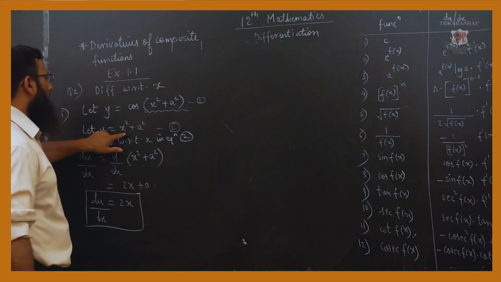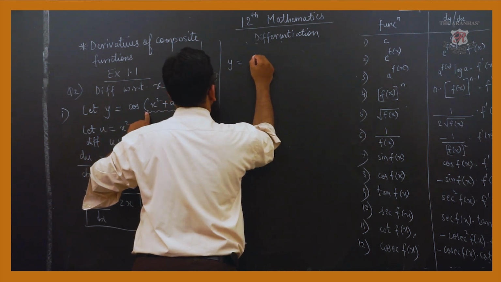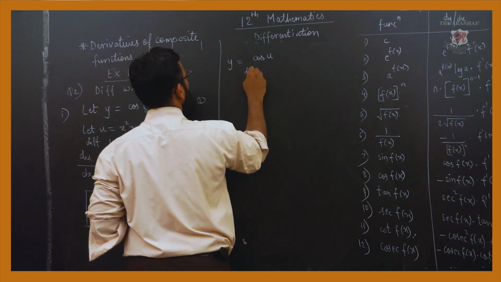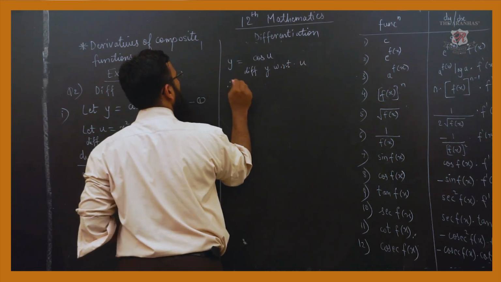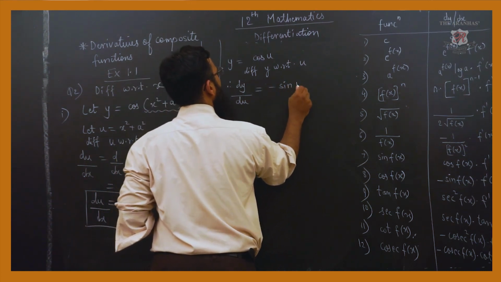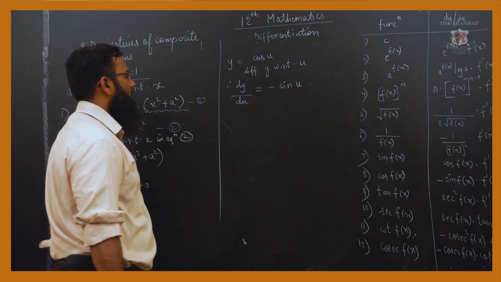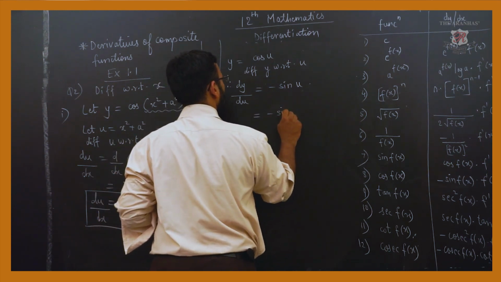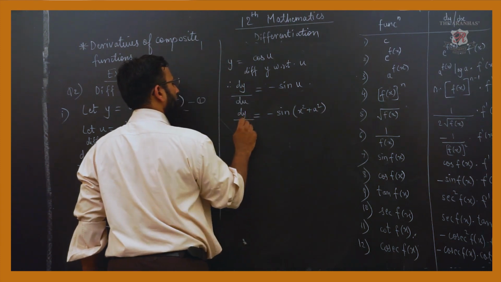So the final answer of du by dx comes out to be 2x. Secondly, if I write u equal to all this, my y will be cos of u. If I differentiate y with respect to u, what I get here is dy by du is equal to minus sine of u. But we know the value of u, so I can also write it as minus sine of x square plus a square. This is my dy by du.